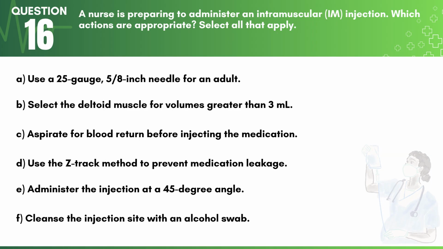Question 16. A nurse is preparing to administer an intramuscular (IM) injection. Which actions are appropriate? Select all that apply. A. Use a 25-gauge, 5/8" needle for an adult. B. Select the deltoid muscle for volumes greater than 3 milliliters. C. Aspirate for blood return before injecting the medication.